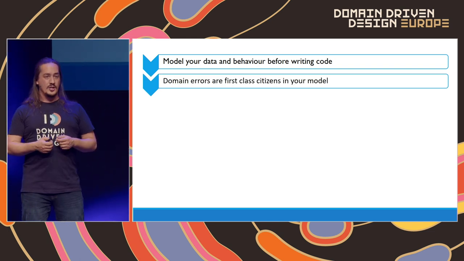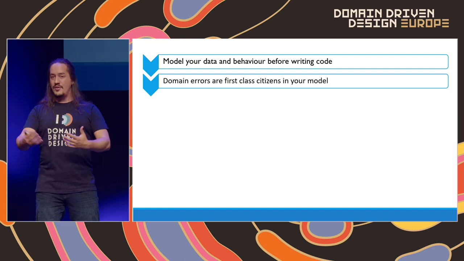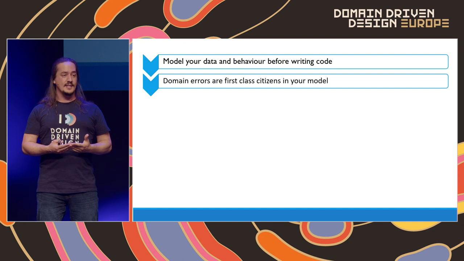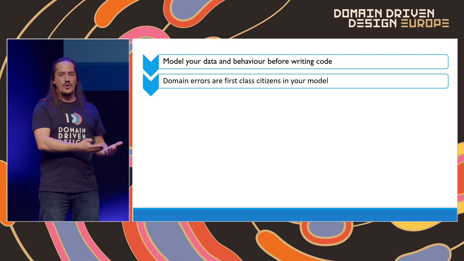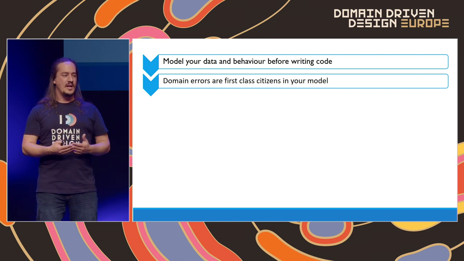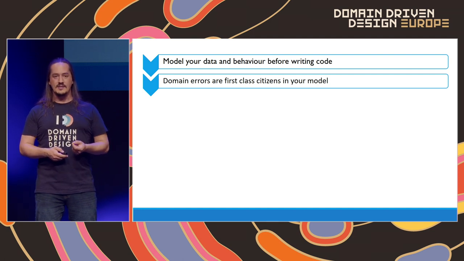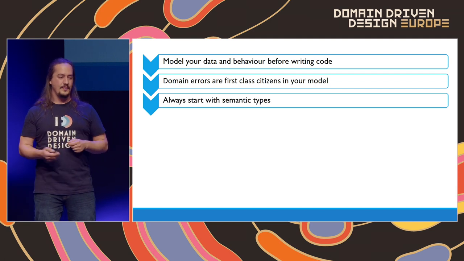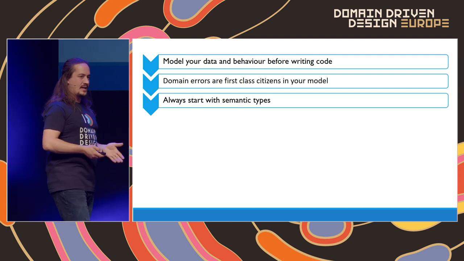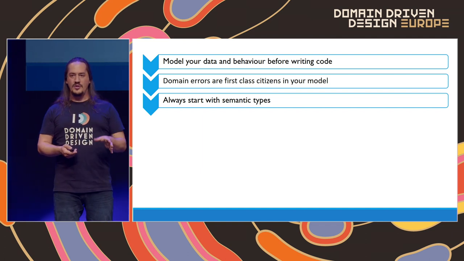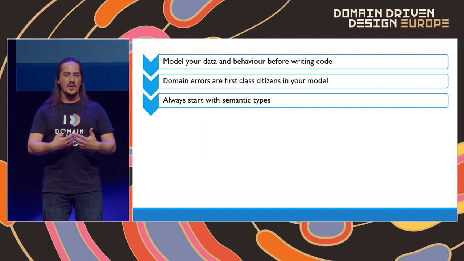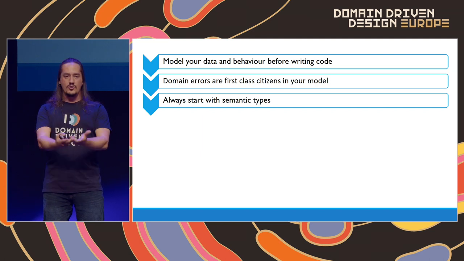And once you have modeled your domain using event storming or any other method that you prefer, model the domain errors as first-class citizens. If the ticket isn't reserved, if the warehouse was empty, if any other kind of mistake happens in the domain, those are actually business cases. Make them explicit as cases or types in your model. And always start with semantic types. Don't start with primitive data types just because it's easy. Spend the time to build a semantic type system to bring your language and your understanding into writing.